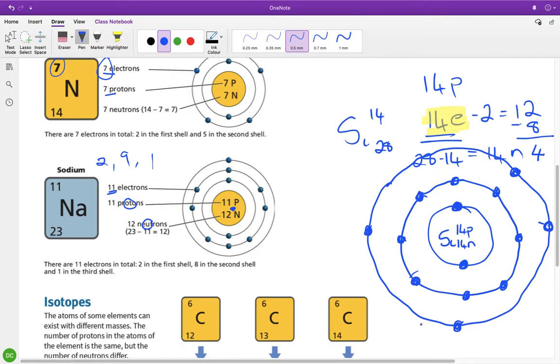Okay, so that's how you fill up energy levels, and that's how you draw Bohr diagrams. You figure out the amount of electrons and you fill from the center, 2 in the first and then up to 8 in every shell after that, until you've given all of your electrons a spot. All right.